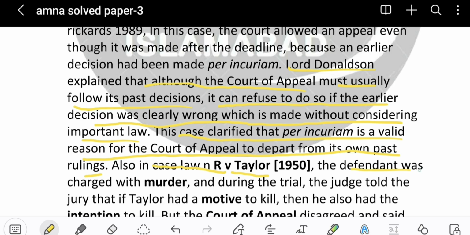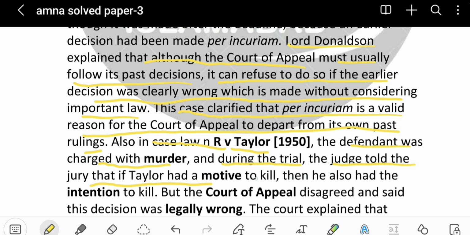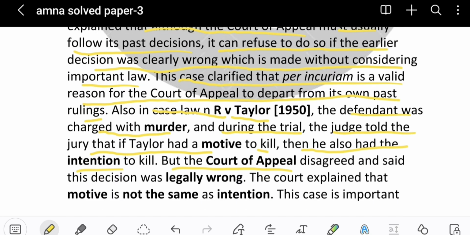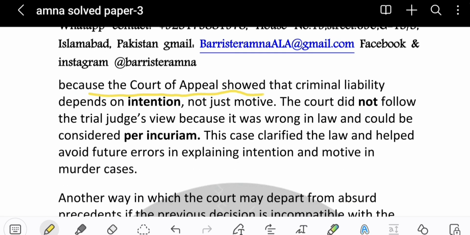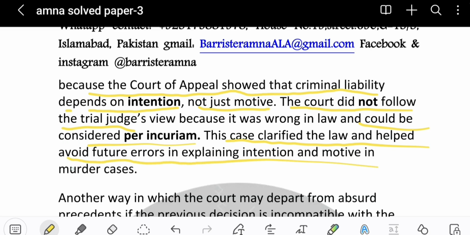Also in the case law of R v Taylor 1950, the defendant was charged with murder, and during the trial the judge told the jury that if Taylor had a motive to kill, then he also had intention to kill. But the Court of Appeal disagreed and said this decision was legally wrong. The court explained that motive is not the same as intention. This case is important because the Court of Appeal showed that criminal liability depends on intention, not just motive. The court did not follow the trial judge's view because it was wrong in law and could be considered per curiam. This case clarified the law and helped avoid future errors in explaining intention and motive in murder cases.